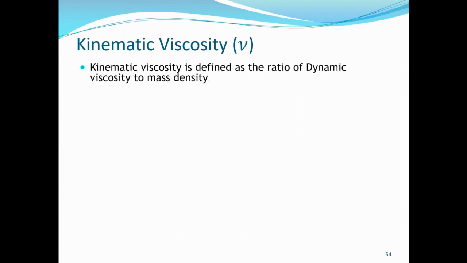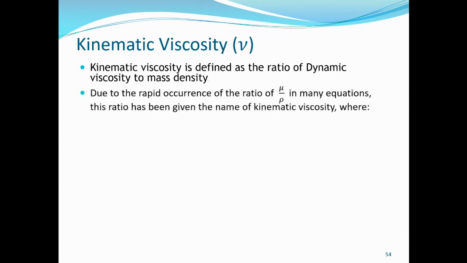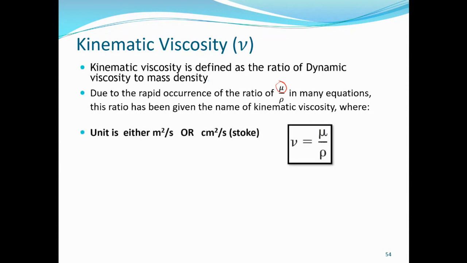So mu is called viscosity, or absolute or dynamic viscosity. We have another viscosity, which is called kinematic viscosity, defined as the ratio of the viscosity to mass density, that is mu over the mass density. Due to the rapid occurrence of the ratio mu over rho in many equations, this ratio has been given the name kinematic viscosity. The unit of kinematic viscosity is meter square per second, or centimeter square per second, or stokes.